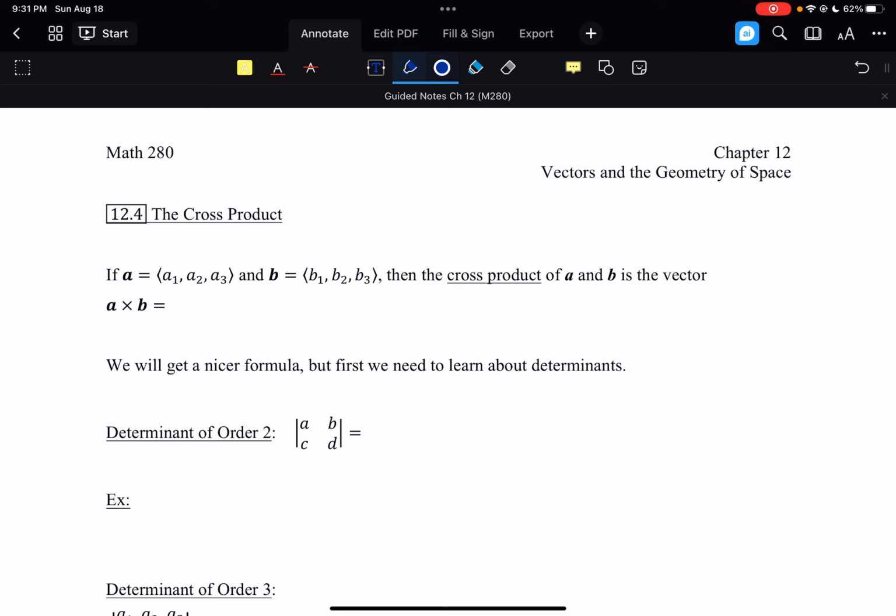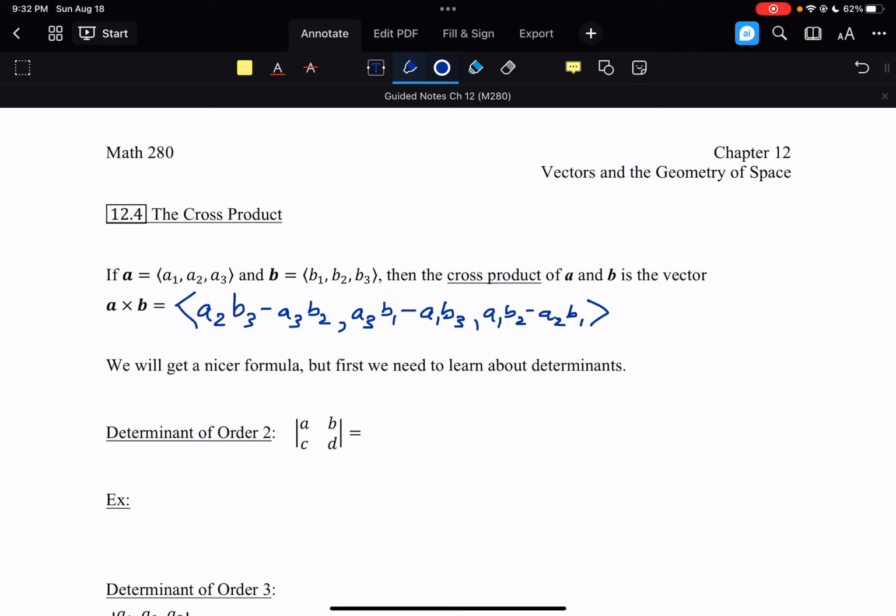And the formula for that vector, we're going to put the formula down now, but then we're going to look at a way to develop a process for the cross product rather than just blind memorization of a formula. But first, here's the formula. The first component is A2B3 minus A3B2. Second component is A3B1 minus A1B3. Third component is A1B2 minus A2B1. So that's our formula for the cross product.